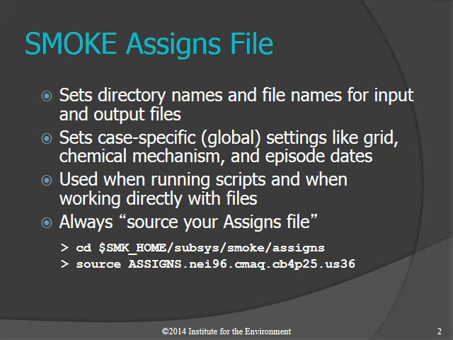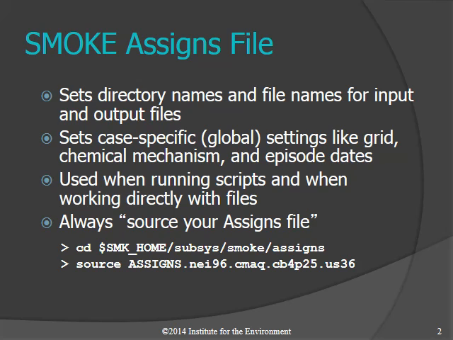The Smoke assigns file is a large script that is used to assign all of the input-output directory and file names used by Smoke. It includes global run settings, such as the output grid name, the chemical mechanism name, and the modeling episode start date that you're using in your simulation. Assigns files are simulation specific. For each new Smoke simulation, you will create a new assigns file.